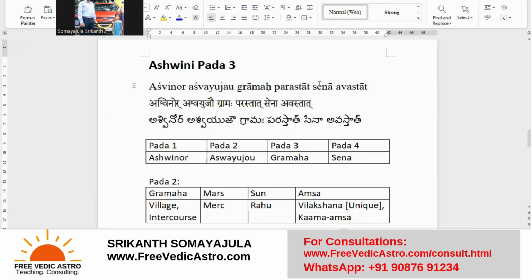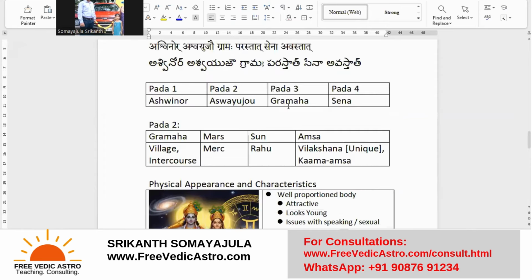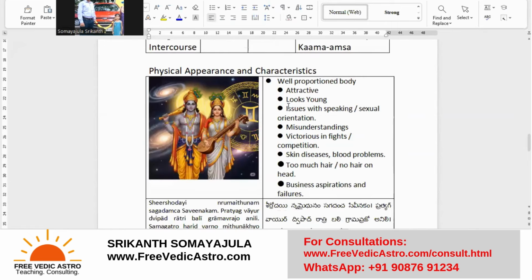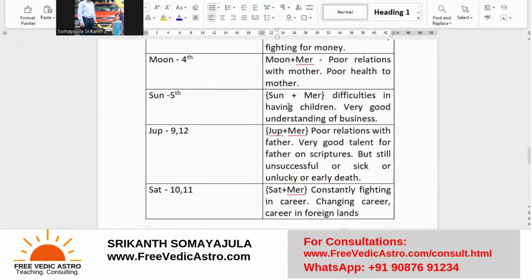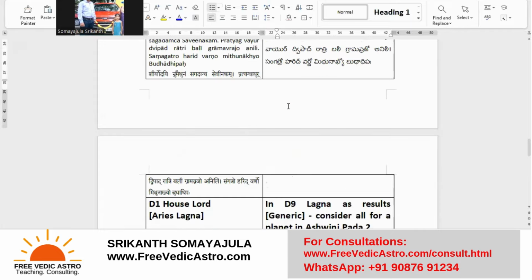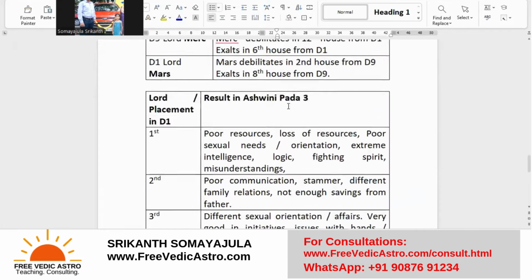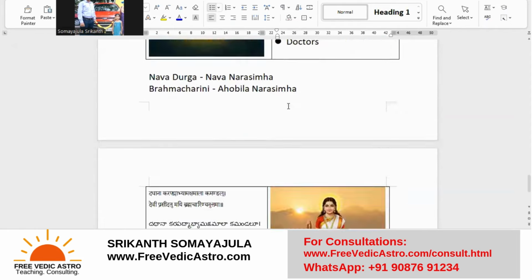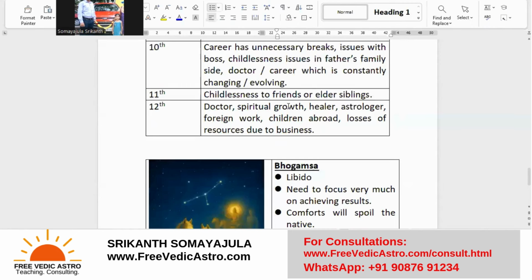Let's talk about Ashwini Pada 3 today. So as we do every day, we will talk about the Ashwini Pada 3 using the mantra of Ashwini, and we will understand the physical appearance and characteristics. We will also talk about different lords being placed in Ashwini, and also a few in Ashwini Pada 3.